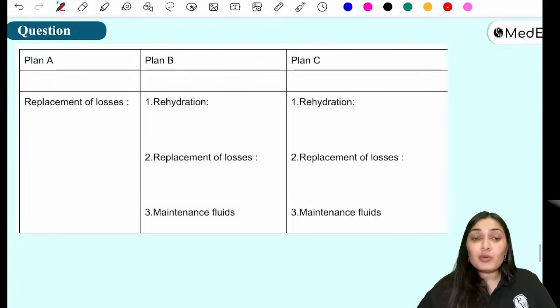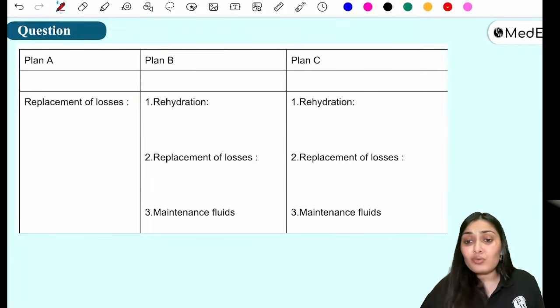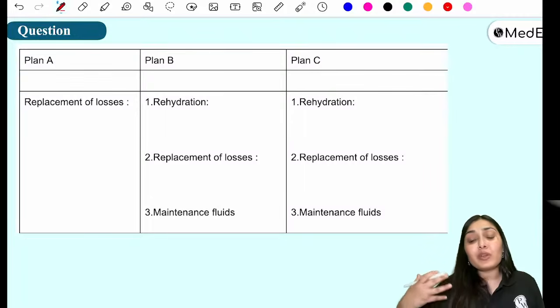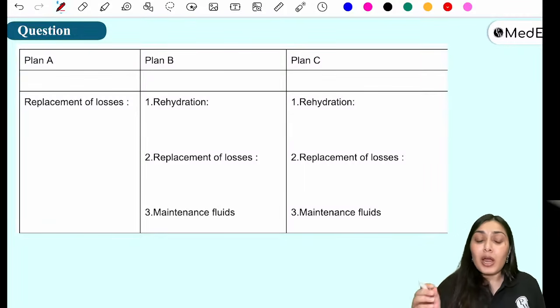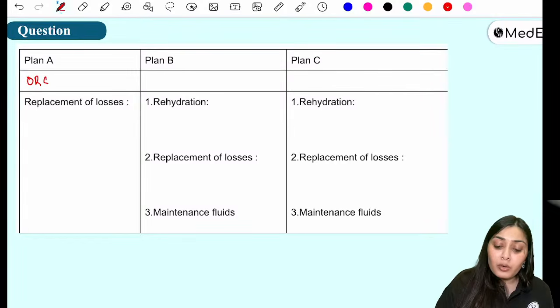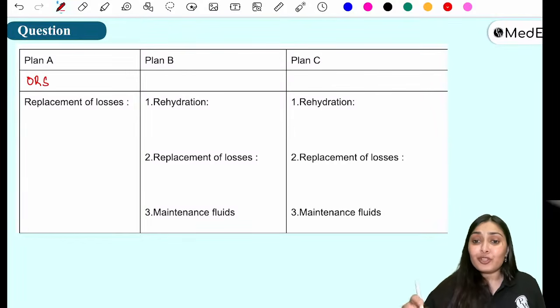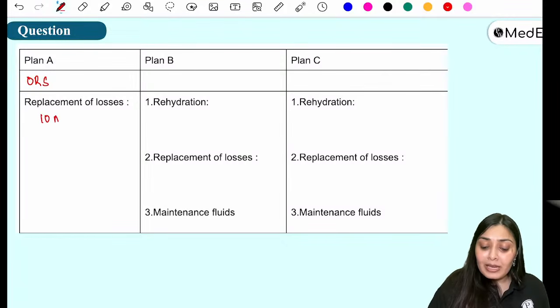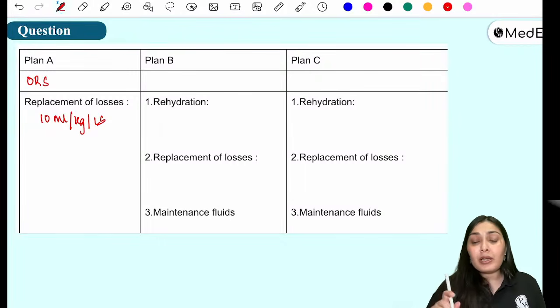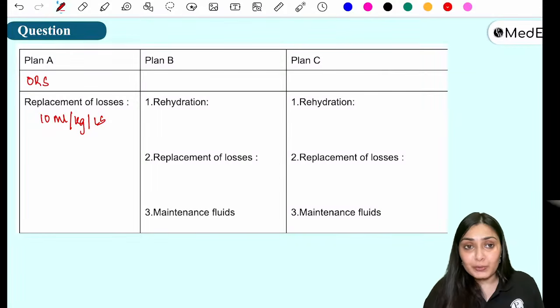So plan A, I told you, is for no dehydration. This child has no dehydration. He is very alert, calmly drinking water. So I have to do nothing over here, right? The child has good hydration status. I just have to replace whatever losses the child is having. So I will ask the mother to give oral rehydration solution, ORS, for the replacement of losses. We give 10 ml per kg per loose stool. So if a 10 kg child is passing one loose stool, I will ask the mother to give 10 into 10, that is 100 ml per loose stool.